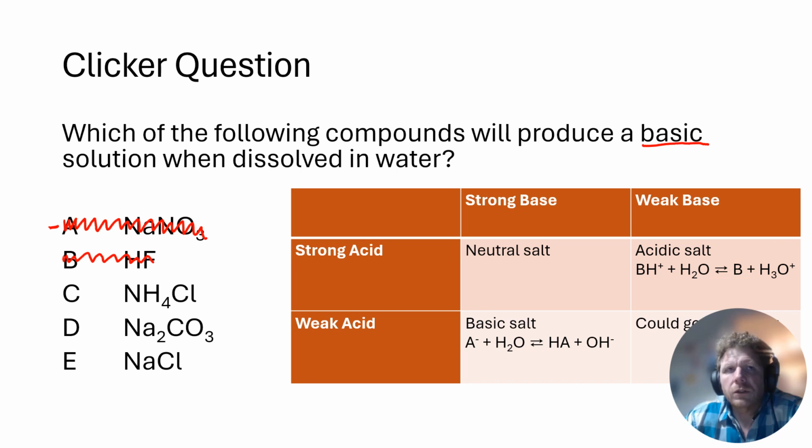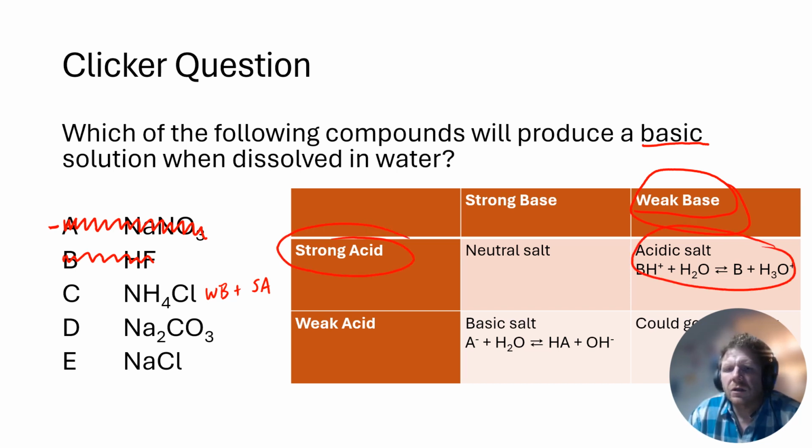NH4Cl. Okay, so ammonium and chloride. Cl more than likely comes from HCl, so that's an anion coming from a strong acid. And ammonium is going to be coming from a weak base. So here what we have is a weak base plus a strong acid. With that combination, weak base, strong acid, that's going to give us an acidic salt. So is that a basic solution? That's not.